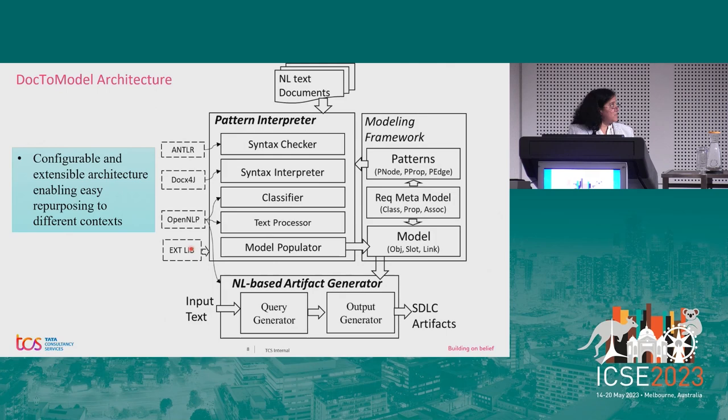Pattern interpreter interprets this, it could be a single pattern or multiple patterns, it could be a single document or multiple documents. So the pattern interpreter interprets these patterns over those documents and instantiates the model. And once you have the information in the document in model form, it can be queried for multiple purposes based on the input text and the intent. It can generate the SDLC artifact.